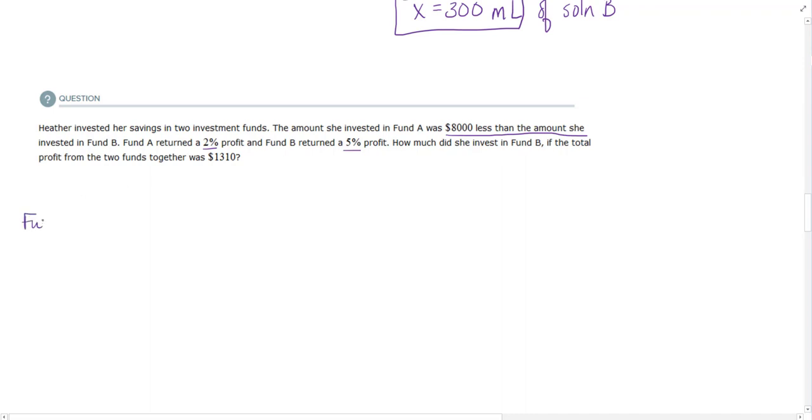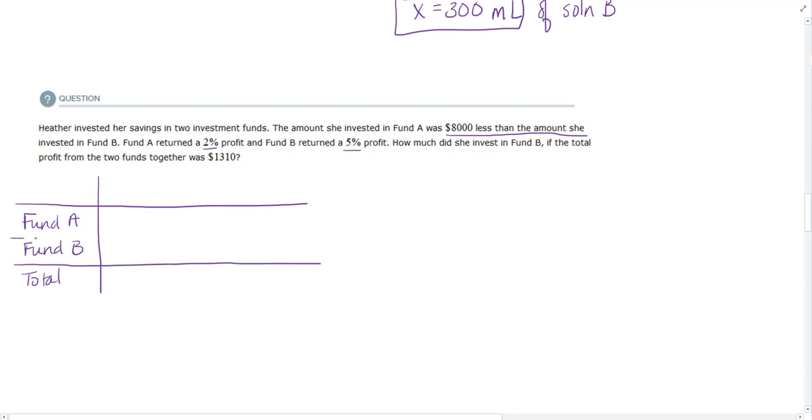All right, so I'm going to do my table, and I'm going to use Fund A, Fund B for my first 2 rows. And I'll just say total for the third row. And sometimes with these problems, you'll find that the total row isn't terribly helpful. Like in the previous problem, we only really needed this last part of it. So adapt this table to whatever makes sense to you.